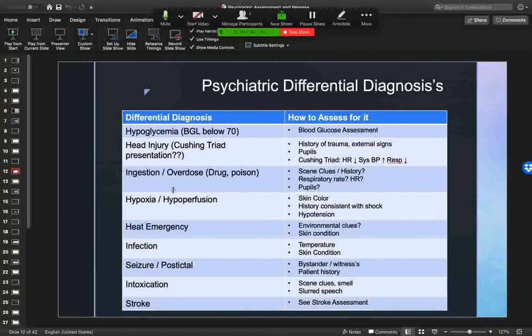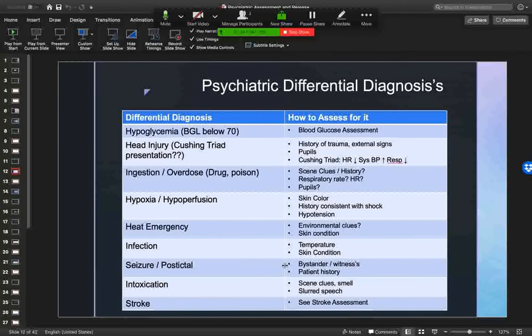Okay, other stuff. Hypoxia, hypoperfusion, okay? What could be causing this? And then the hypoxia and the hypoperfusion itself could be causing these psychiatric symptoms. Skin color. Are they diaphoretic, pallor? Do we have a history consistent with shock? Do they have a mechanism for shock? Then hypotension, okay? Heat emergency. Look around. Is it a hot day? Are you outside in 100-degree weather? What is the patient's skin condition? Are they sweating? Are they not sweating? All these different histories. Infection, again, skin temperature and then condition as well.